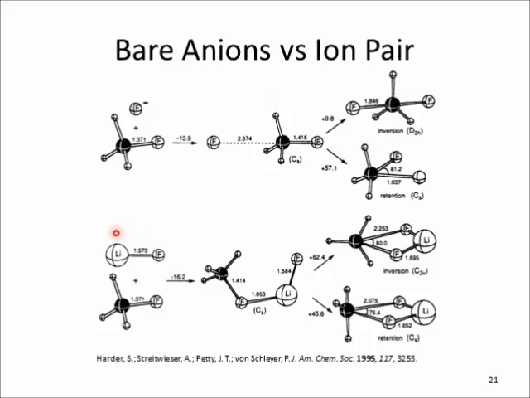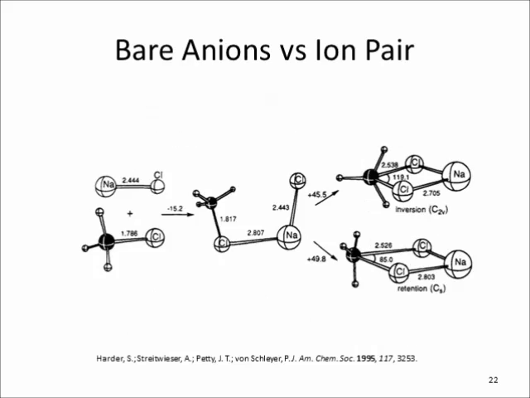Ion pair nucleophiles, in contrast to bare anions, form cyclic transition states. Bare anions form non-cyclic transition states. In SN2 reaction, the nucleophile may attack the substrate from the front, leading to retention of configuration, or from the back, leading to an inversion of configuration. Interestingly, with ion pair nucleophiles, the front side attack and the back side attack may be competitive.